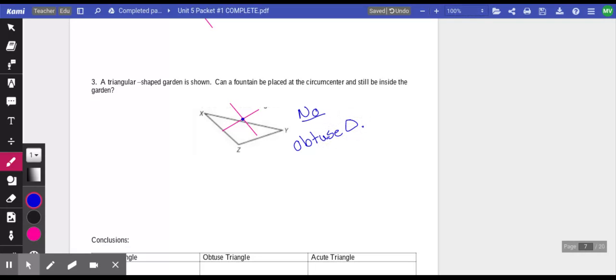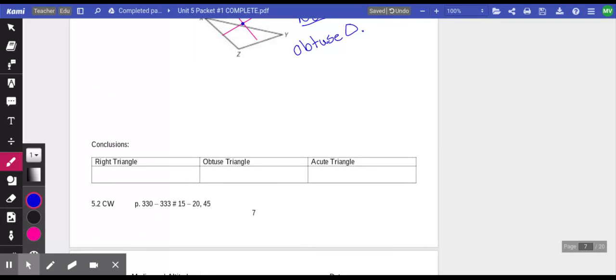So, conclusions. The circumcenter in a right triangle is always on the hypotenuse. In an obtuse triangle, it's outside, and in an acute triangle, it's on the inside.